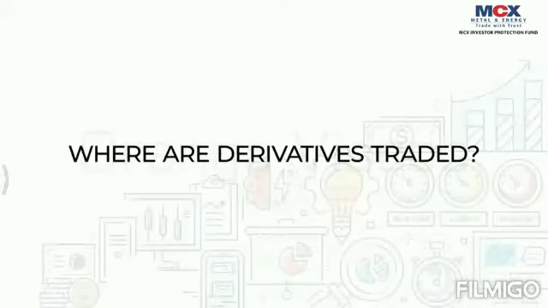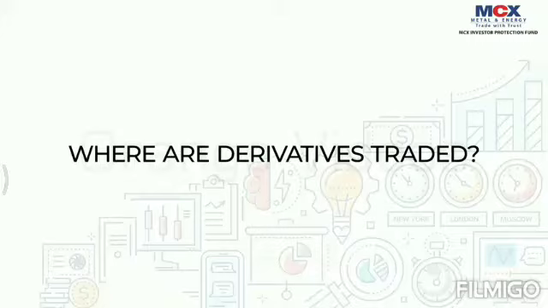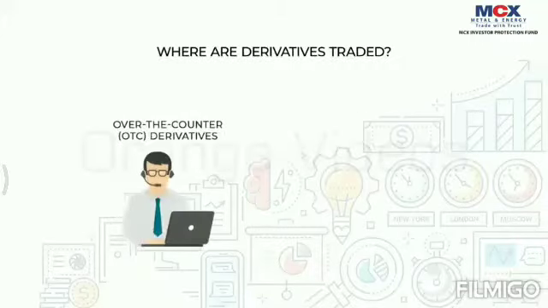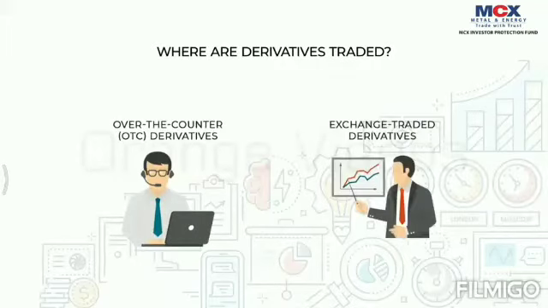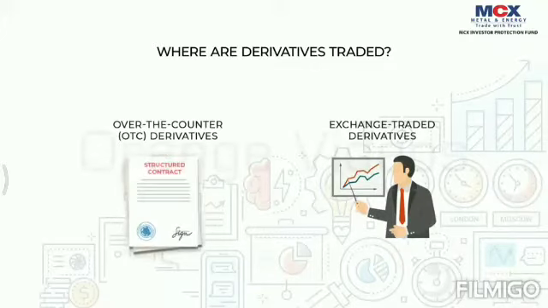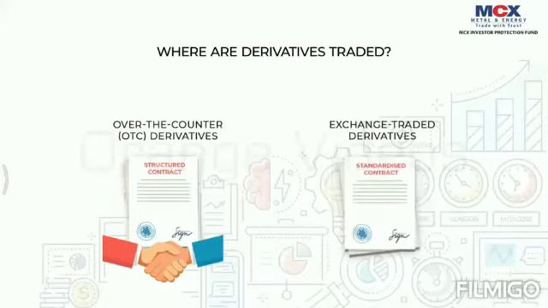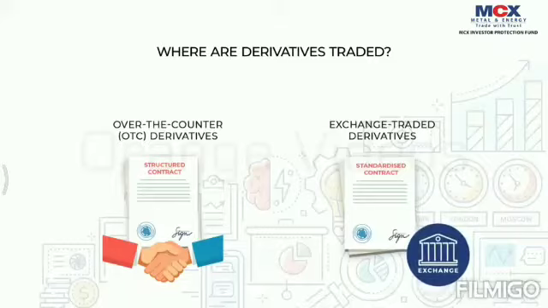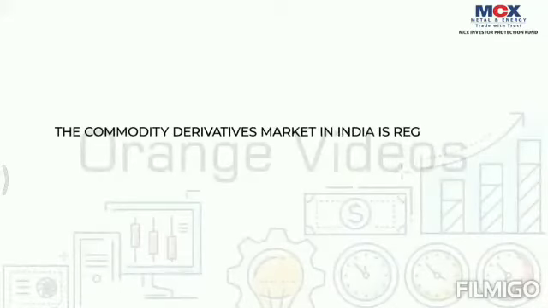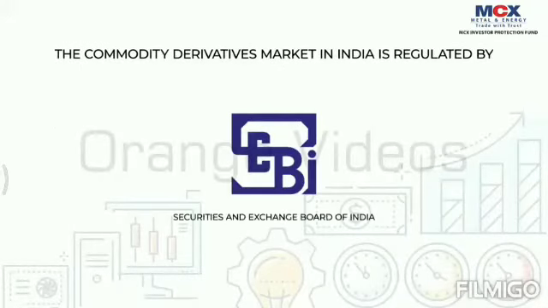Where are derivatives traded? Derivative contracts can be distinguished by the way they are traded. There are two major types of commodity derivatives based on their market mechanics: over-the-counter derivatives and exchange-traded derivatives. Over-the-counter OTC derivatives are structured contracts negotiated between two parties outside an exchange. These are customized contracts. Exchange-traded derivatives are standardized contracts traded on an exchange platform, such as MCX. These contracts are vetted by the regulator. The commodity derivatives market in India is regulated by the Securities and Exchange Board of India, SEBI.